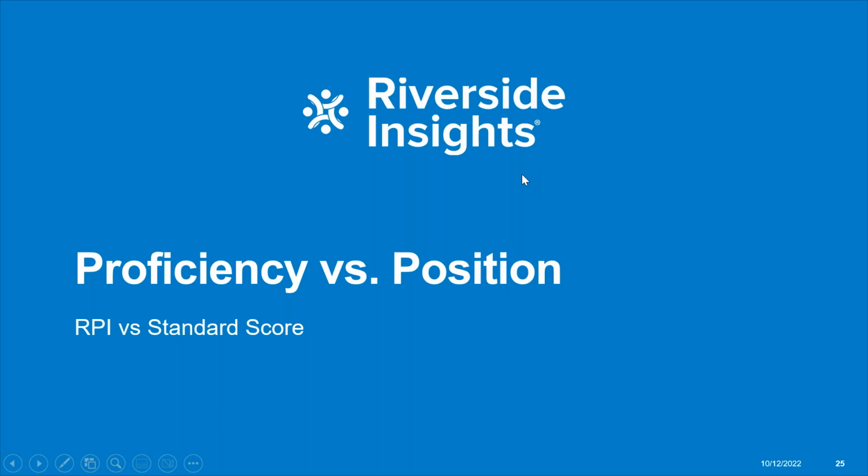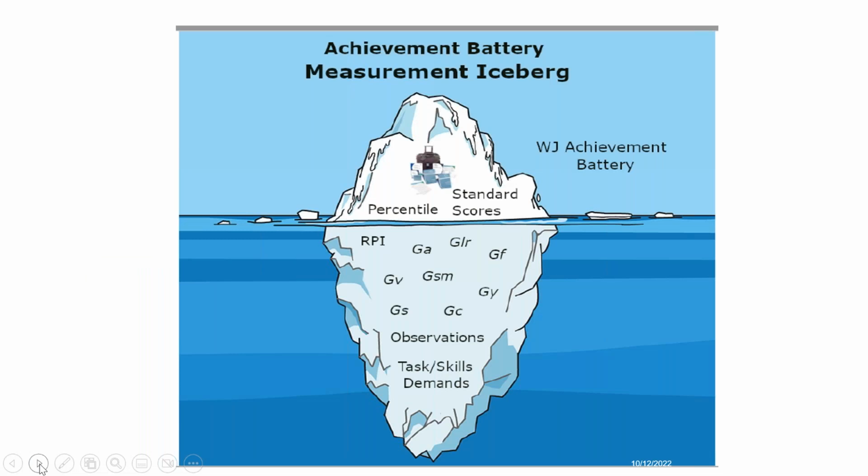Okay, thank you, Dr. Holman. So what we're going to talk about now, Dr. Holman's been talking about the proficiency, talking about the RPI. So what we're going to look at now is how they differ from the standard score. So we talk about proficiency versus position. So the RPI gives us different information with regards to students' performance. And sometimes if we just focus on the standard score, you'll see that we miss out on important information that's necessary for instructional programming.